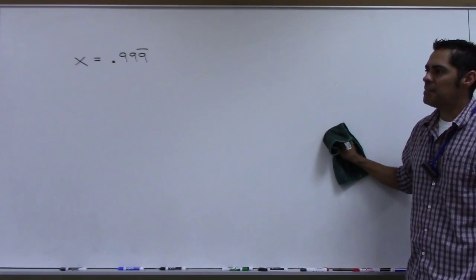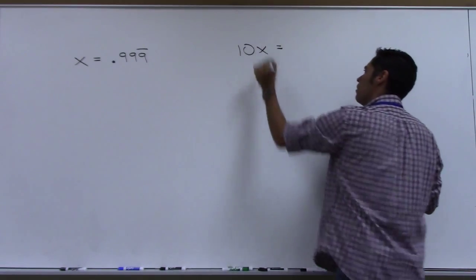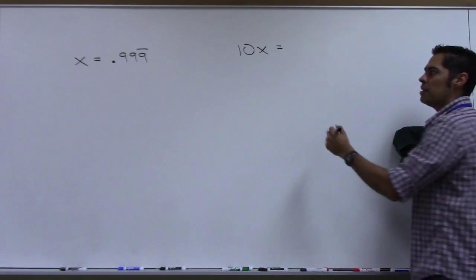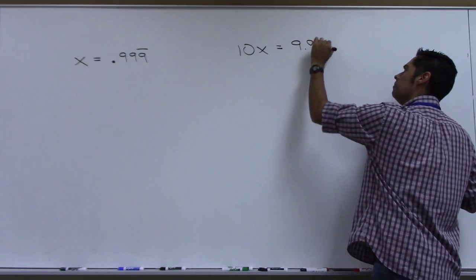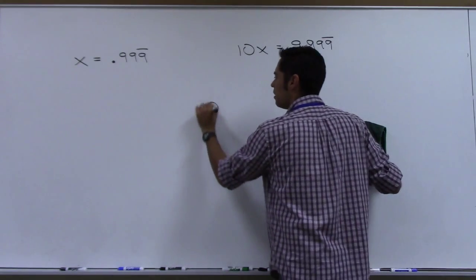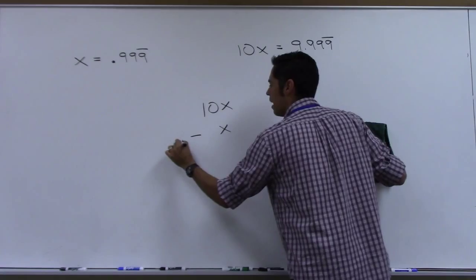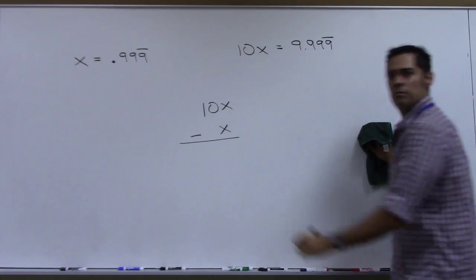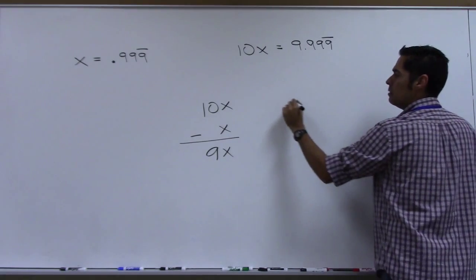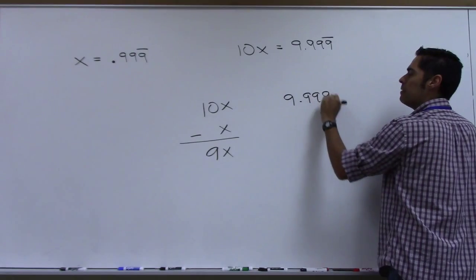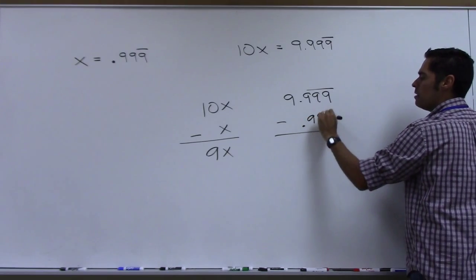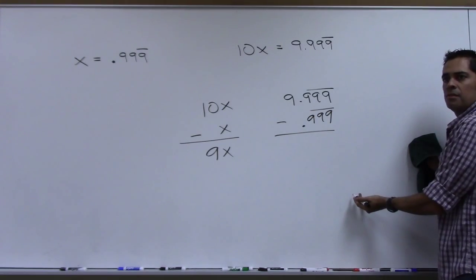If that's x, everyone tell me what 10x is. What do you do when you multiply a decimal times 10? Move the decimal point over. So what is this? 9.999 forever still. Okay, let me ask you this. Purely algebraically speaking, what's 10x take away x? 9x. Do you agree? Okay, but what's 10x here? 9.999 repeating forever. Take away what's x up here? 0.999 forever.